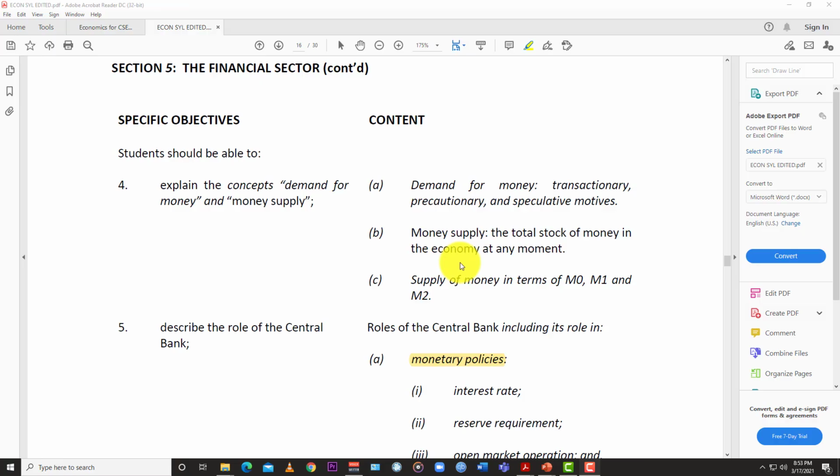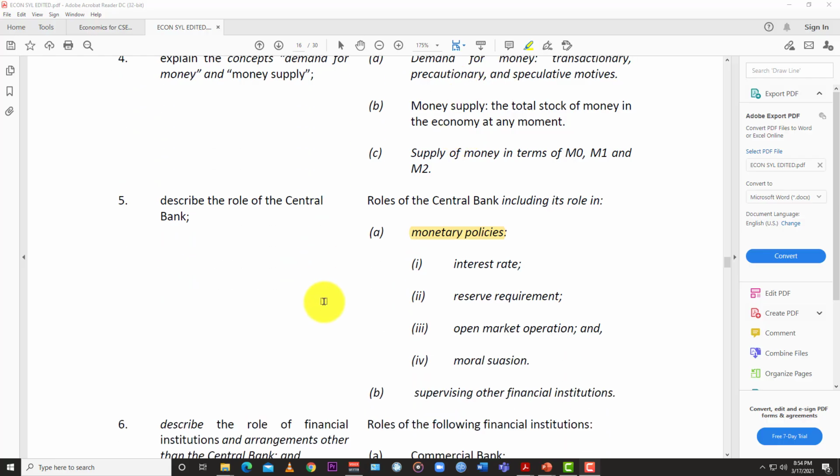The video is getting a little longer than I would like, so I'm going to stay here for now. We looked at the functions and the roles of the central bank. When we come back in the next video, we are going to look at monetary policy and the instruments used to carry out monetary policy. So stay tuned for that one.